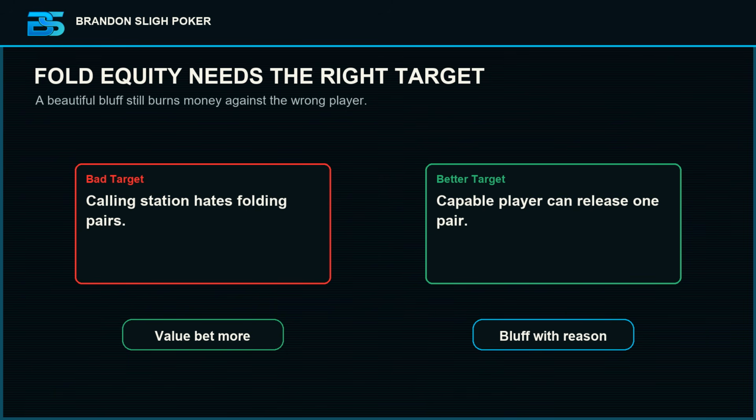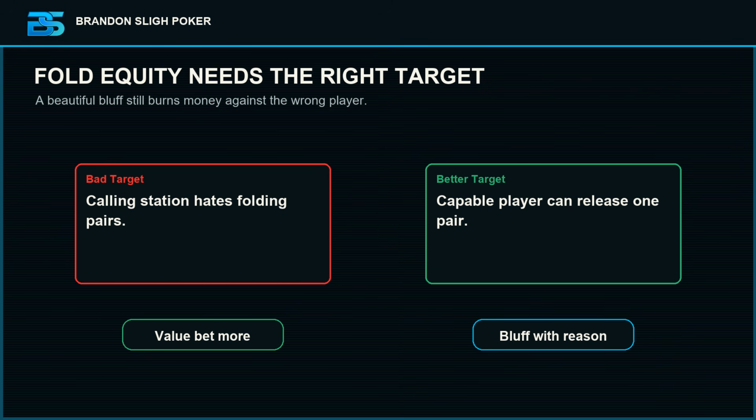If it works more than 1/3 of the time, it becomes profitable, and if it works less than 1/3 of the time, it is now a losing play. This is where fold equity comes in. Fold equity just means your hand does not have to win its showdown if your bet gets them to fold enough. This is what makes bluffing profitable.